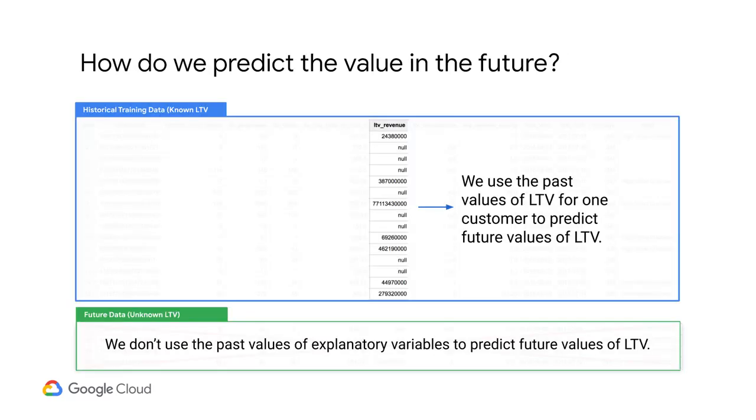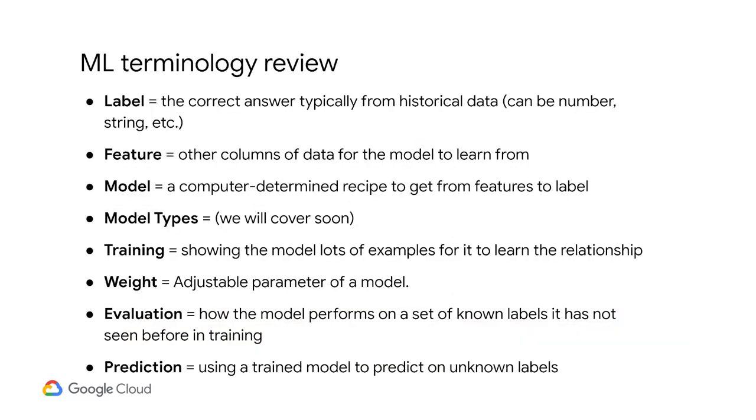Now let's say you have to predict future values of lifetime value for a customer. We now will use past values of LTV for that customer to predict future values. Now, say some new data comes in that you don't have a label for. We now have a data set of labeled examples and a data set with unknowns.